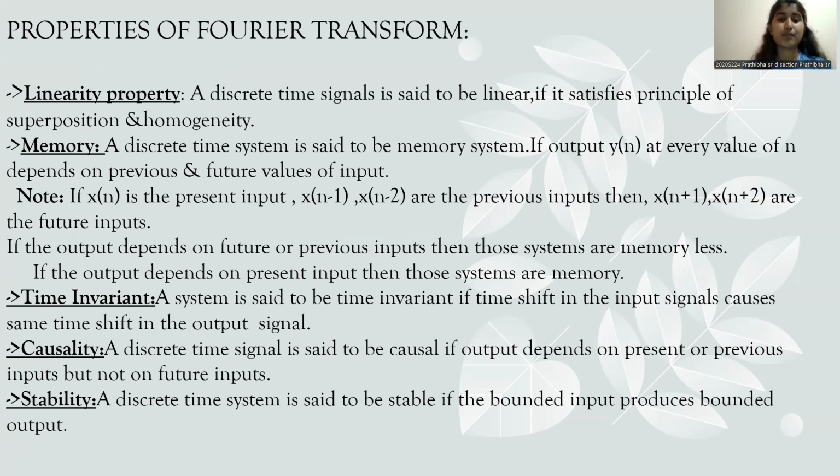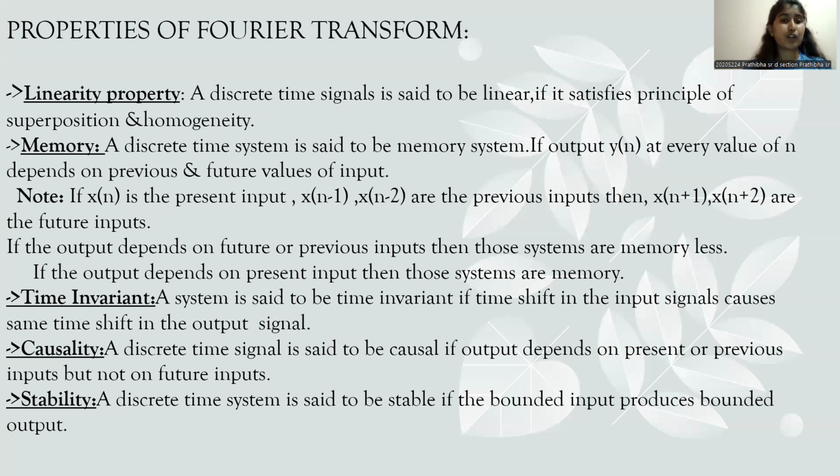A discrete time system is said to be a memory system if the output y of n at every value of n depends upon the previous and future values of the input. Note, if x of n is the present input, then x of n minus 1 and x of n minus 2 are the previous inputs, and x of n plus 1, x of n plus 2 are the future inputs. If the output depends upon the future or previous input, then those systems are called memory systems. If the output depends upon the present input, then those systems are called memory-less systems.